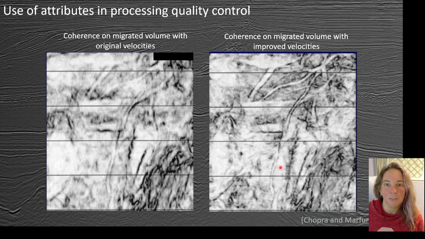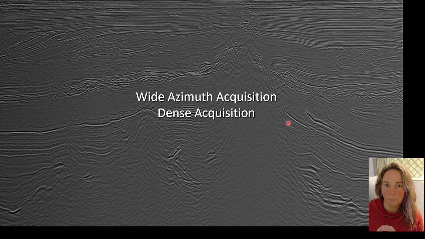Here's another example showing the coherence from the initial velocity model and then from the final velocity model. Wait, I did that wrong. Your initial velocity model is on the left and your final velocity model is on the right. You can see here that by going back and redoing the velocity model, you get a huge improvement in lateral resolution, particularly of these thinner channels or less wide channels.